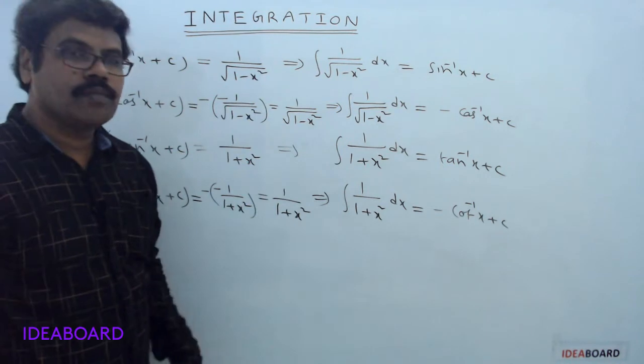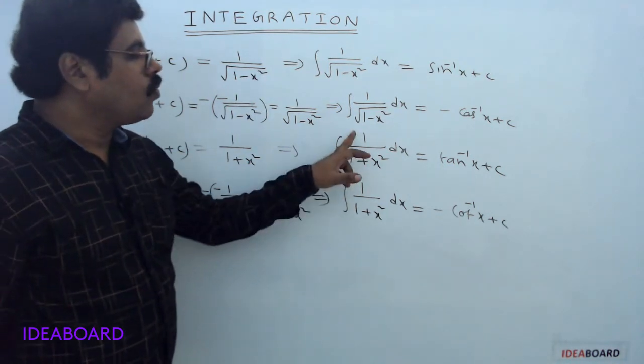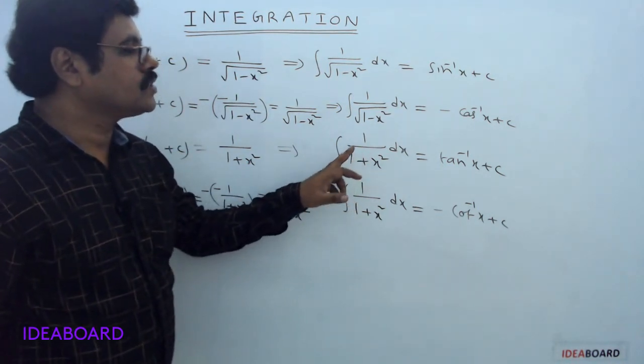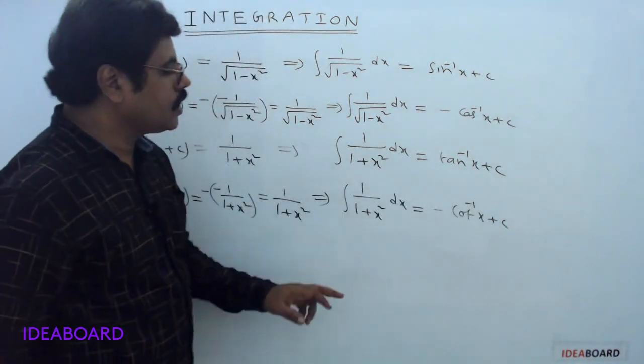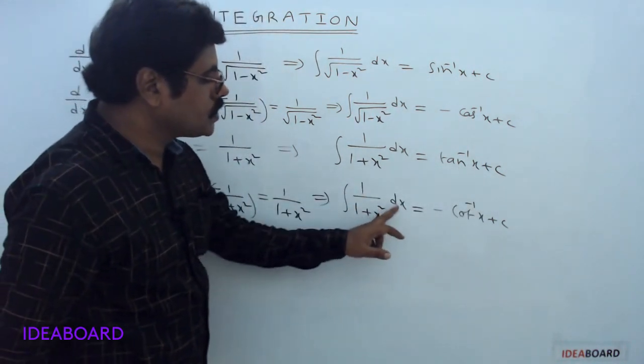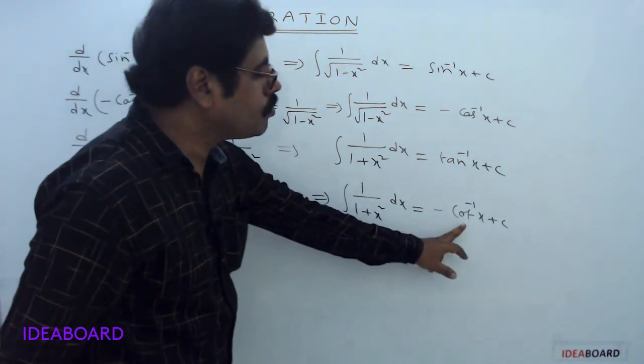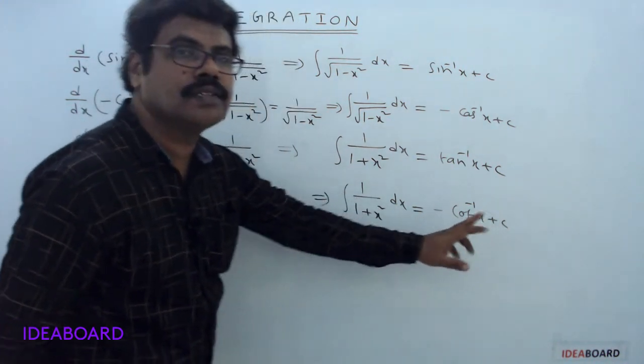Now observe these two formulas. Integral 1 by 1 plus x square dx equal to tan inverse x plus c. Integral 1 by 1 plus x square dx equal to minus cot inverse x plus c.